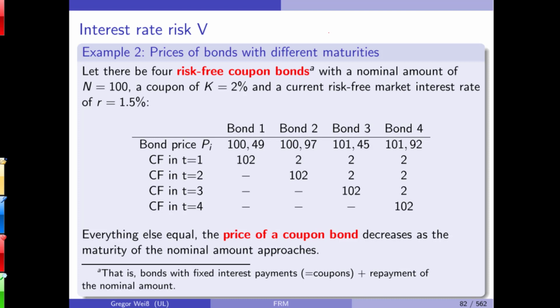Now, if you have four risk-free coupon bonds, again with a notional value of 100 and a coupon of 2% and a current risk-free market interest rate of 1.5%, you have four bonds and everything else equal, the price of a coupon bond decreases as the maturity of the nominal amount approaches. And you can do a lot of these examples with coupon bonds. I just want to show you that interest rate risk is not just limited to loans. It's not just the risk that you can only give out a loan at a higher or lower interest rate, but every time you deal in fixed income products, you will have interest rate risk.